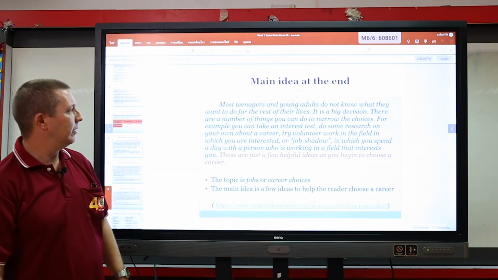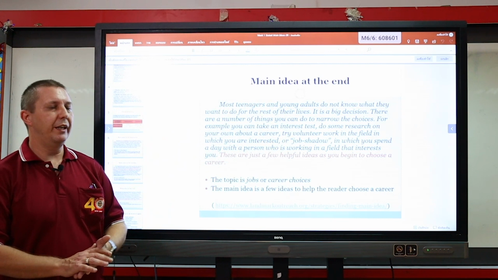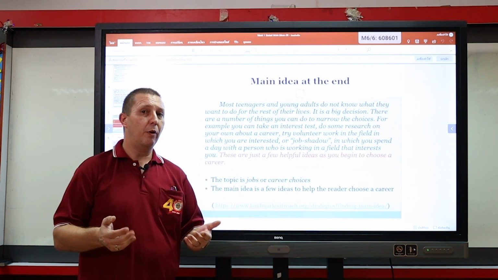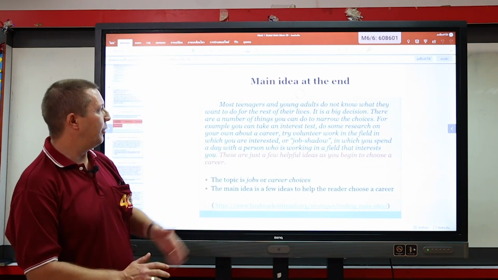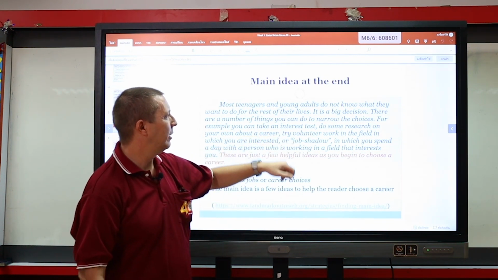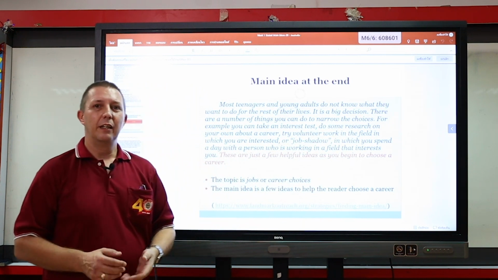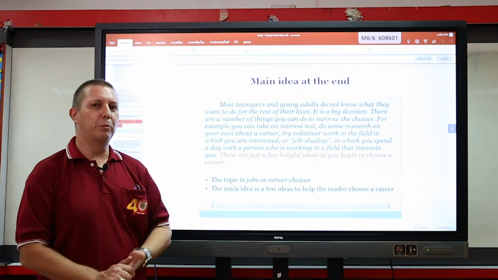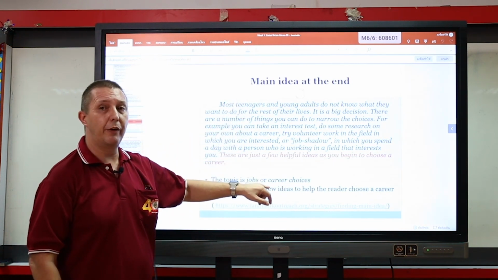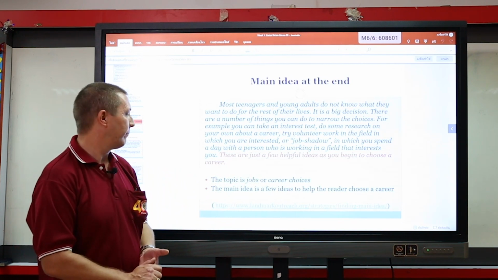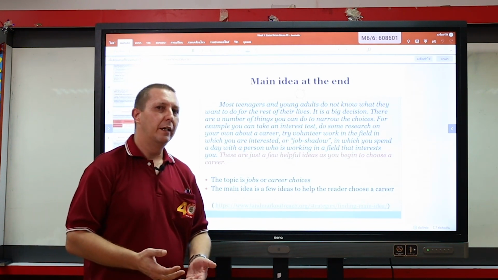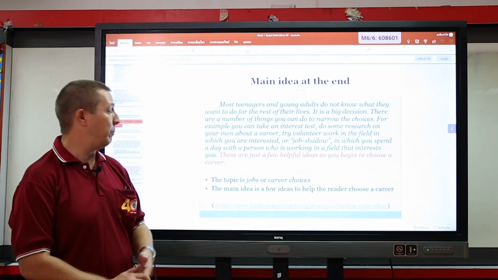So here you can see the text, the paragraph here, passage. So it's talking about job or career. That's the topic. So you can understand that because the word job or career and also choices is actually more than once available in the text. So we can understand that the topic is talking about jobs or career and the choices that you make. The controlling idea is showing you some ideas how to make your choice. So it's talking about a few ideas.